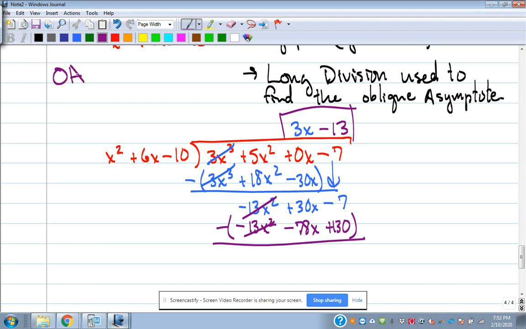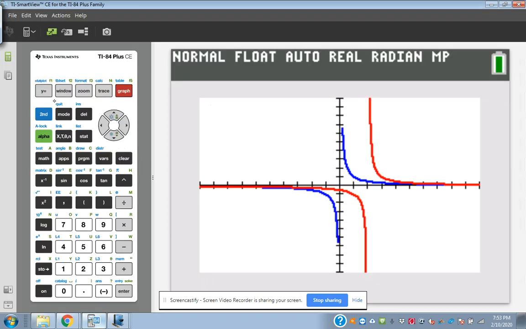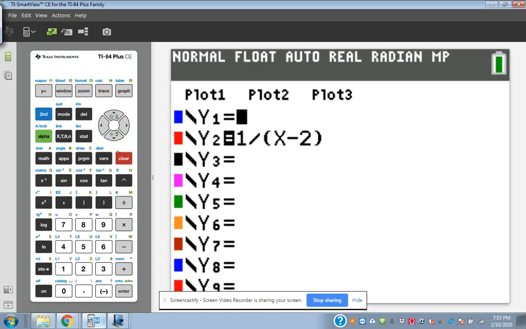Our oblique asymptote is going to be y equals 3x minus 13. And you've got to do the long division to find that. I'll show you the picture with the graphing calculator because it's pretty neat looking. And it kind of helps you understand what's going on.